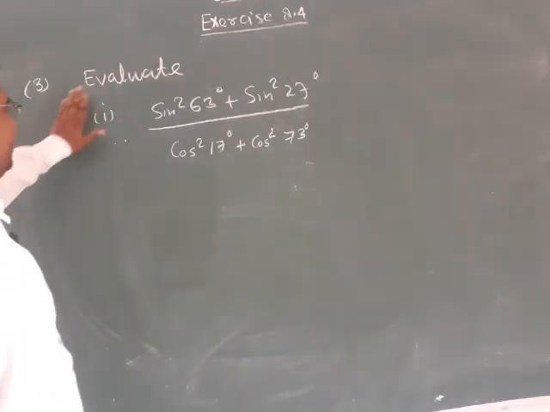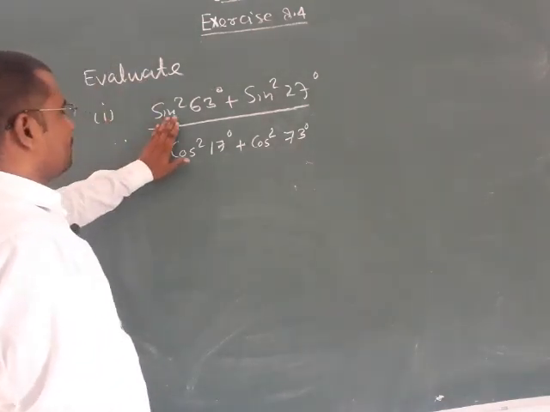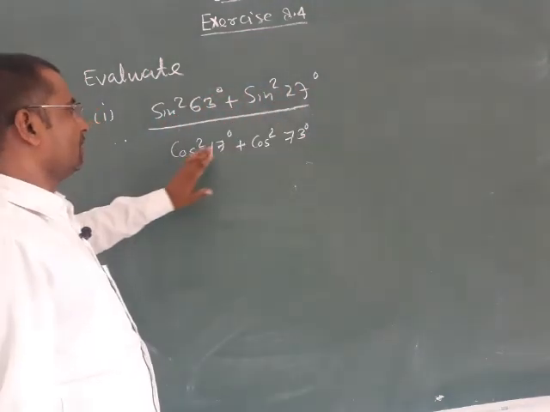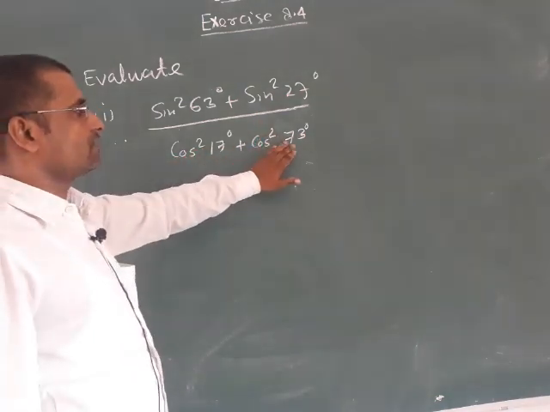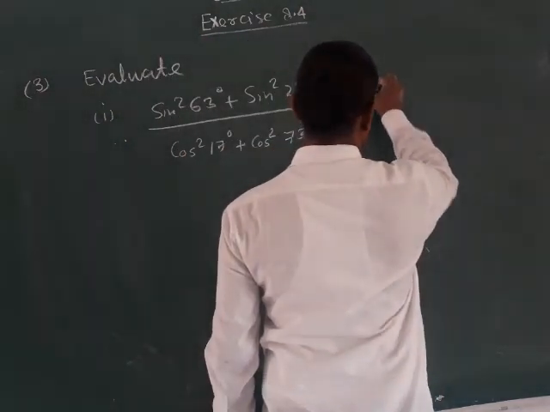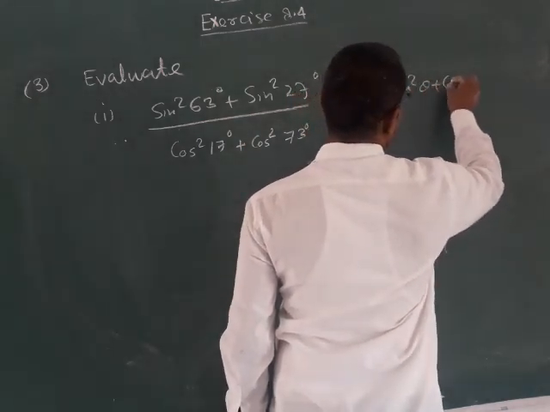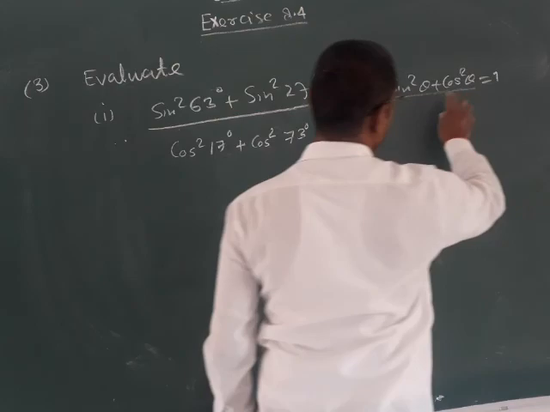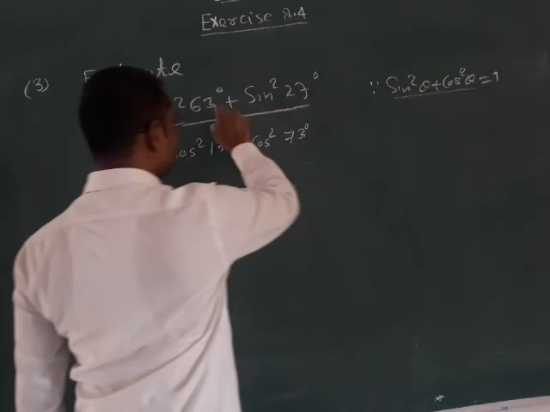Question number third, evaluate the first part: sin square 63 degree plus sin square 27 degree upon cos square 17 degree plus cos square 73 degree. Since we know that sin square theta plus cos square theta is equal to 1, this is an identity, we get 1. So with the help of this identity you can solve.